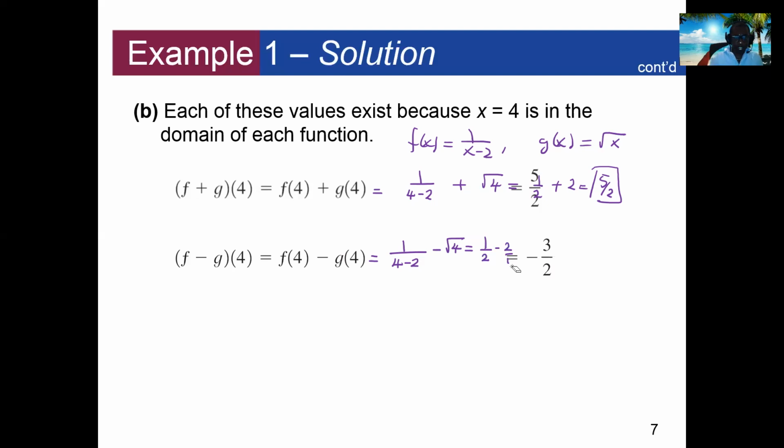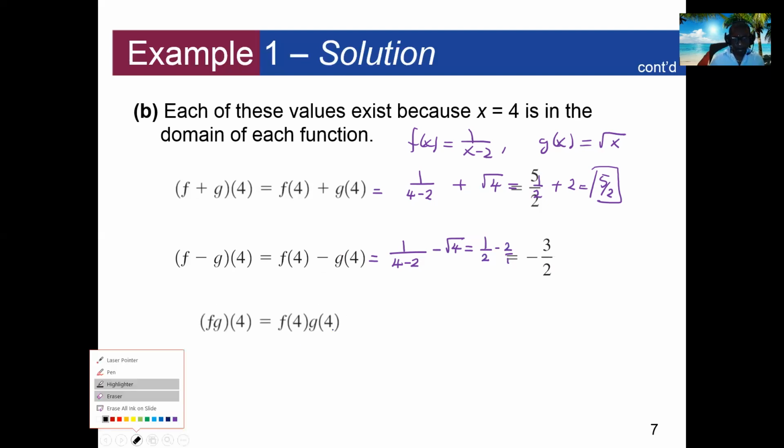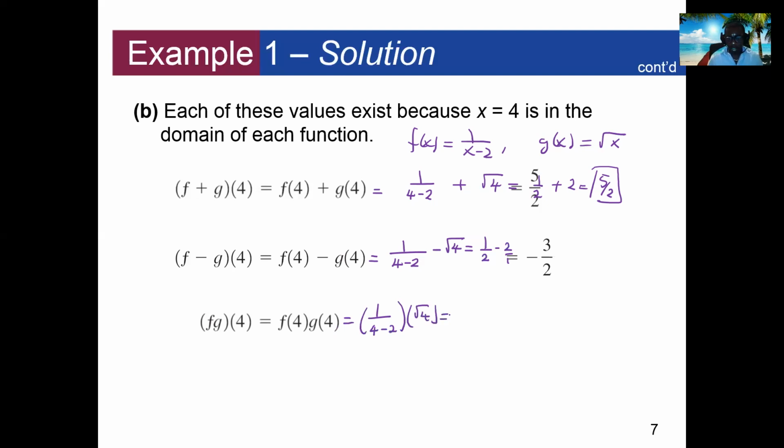Now let's find the product at x is equal to positive 4. Again, this is 1 over 4 minus 2, and we multiply this by the square root of 4. When we simplify it, we had negative 4, square root of 4 divided by 4 minus 2. And that will give us 2 over 2, which is 1. And that is why I have the answer to be 1.